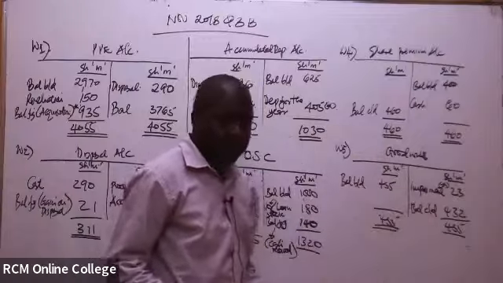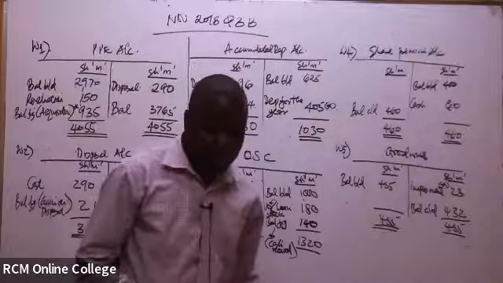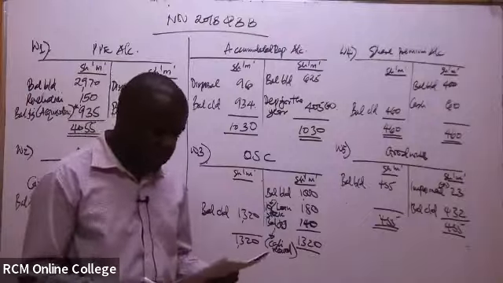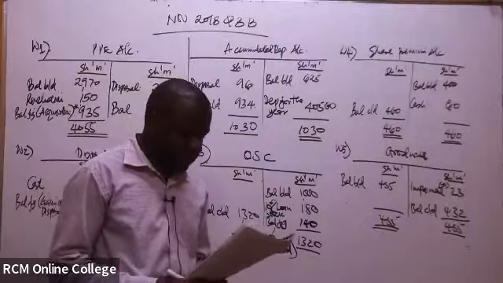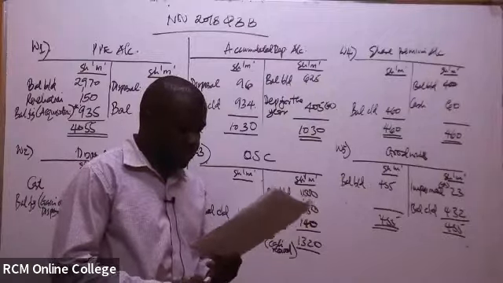So the loss in value in terms of the goodwill was actually in this case 23.